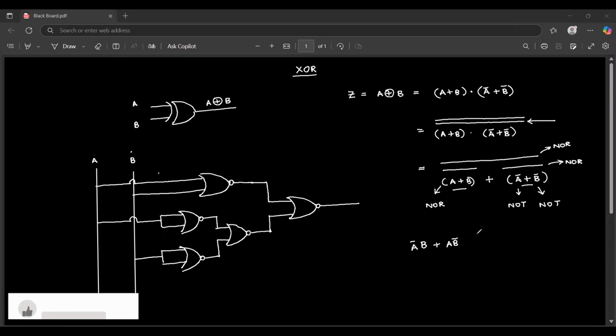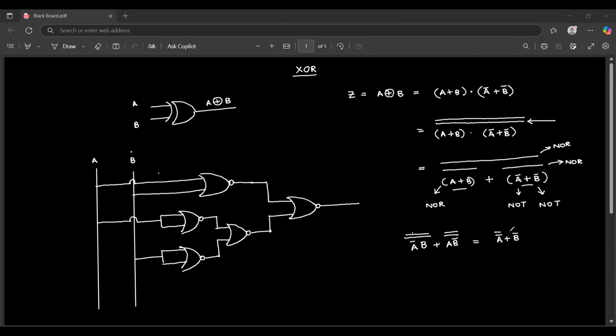So here also we can do the same thing. But instead of putting the double negation over both these things, we'll use the double negation separately for these guys. So that will give us (A double bar plus B bar) whole thing bar, plus (A bar plus B double bar) whole thing bar, and that can be reduced into (A plus B bar) whole thing bar plus (A bar plus B) whole thing bar.